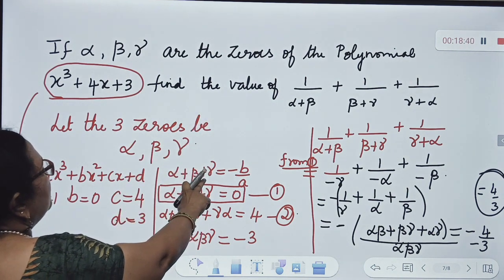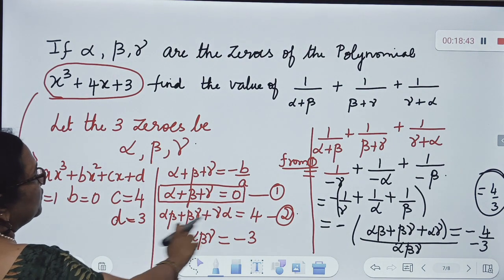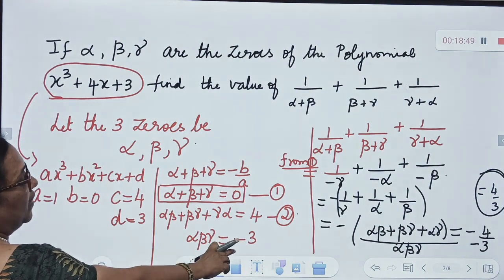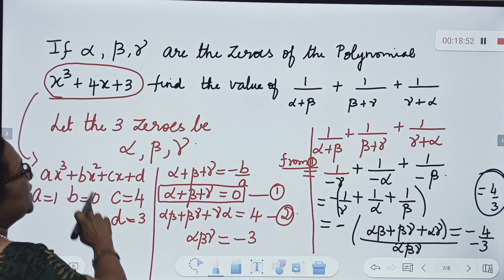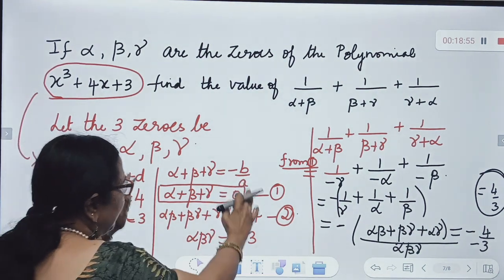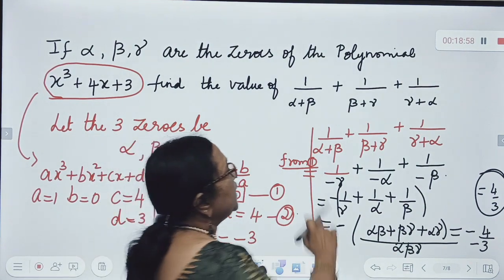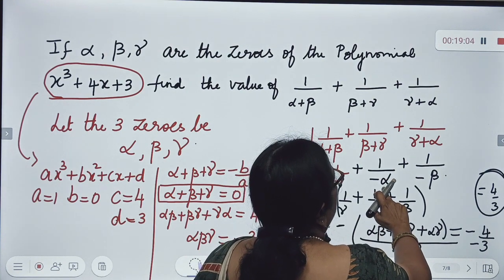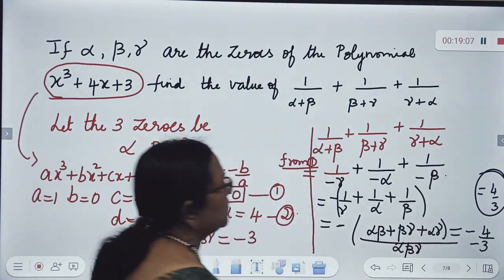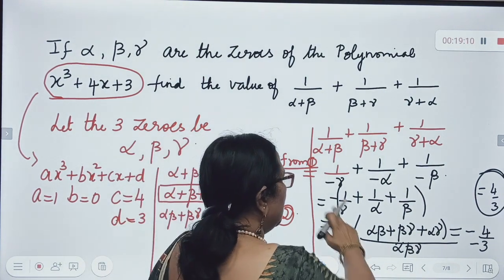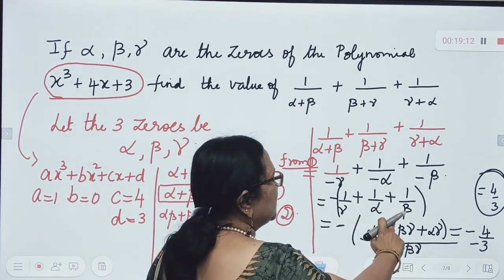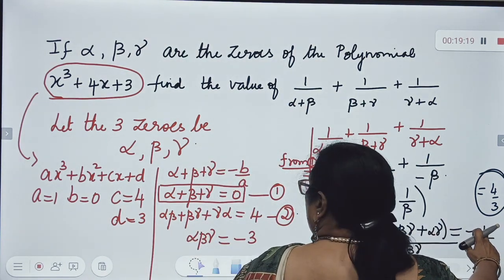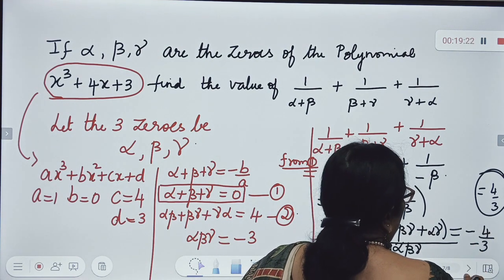So the sum of the zeros will be what? Minus b by a. Product of the zeros taken two at a time is c by a. Product of the roots is minus d by a. So compare it with ax cube plus bx square plus cx plus d. First identify all this. Then you see how you can beautifully simplify alpha plus beta as minus gamma, beta plus gamma as minus alpha, gamma plus alpha as minus beta. So the whole thing simplifies to minus 1 by gamma, minus 1 by alpha, minus 1 by beta, minus of alpha beta plus beta gamma plus gamma alpha, which is minus of 4 by minus 3, which is 4 by 3.